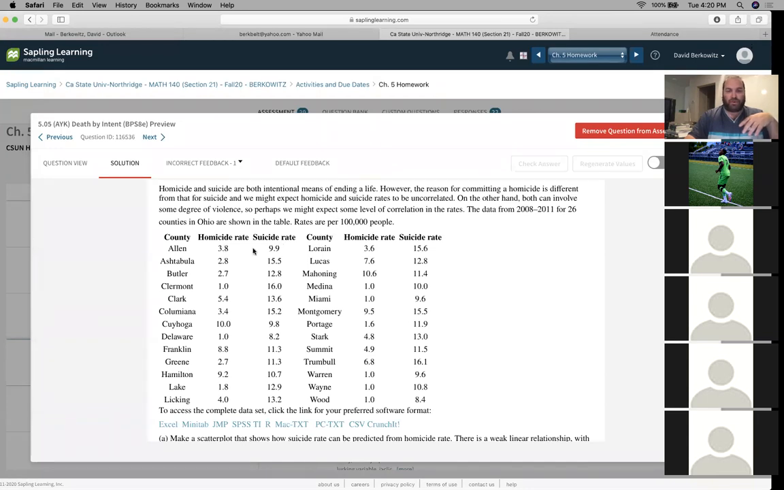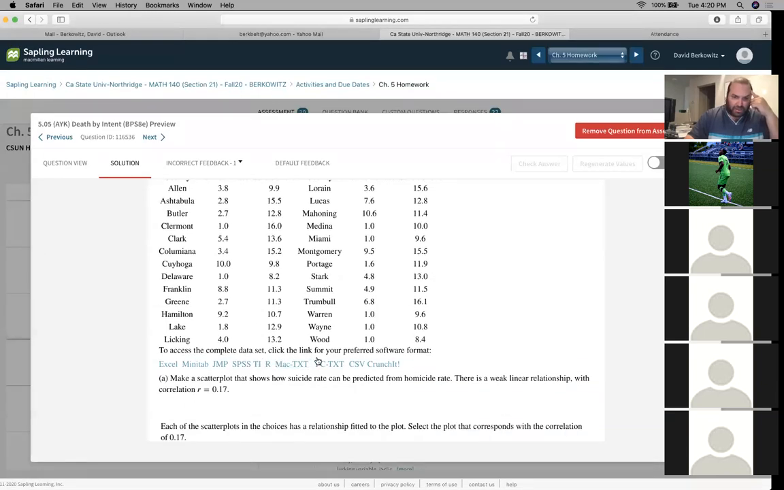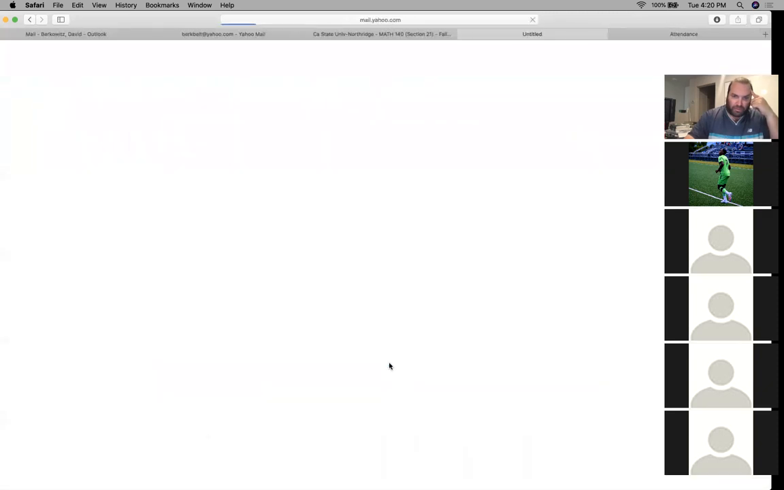Every 100,000 people had 3.8 homicides and 9.9 suicides, and so on. It says to access the complete data set, click the link for your preferred software format. So it says make a scatter plot. Okay, well, I know how to use scatter plot.